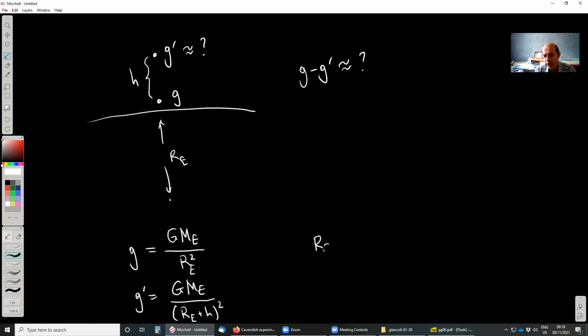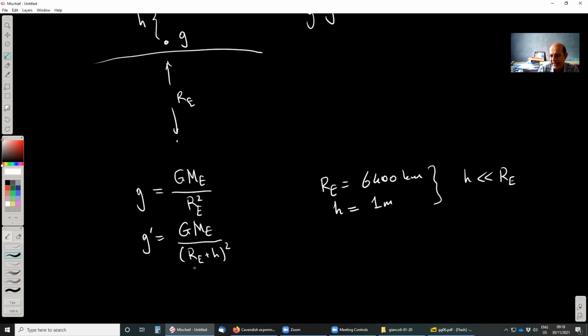So the radius of the Earth is like 6,400 kilometers. And the height that we are thinking about is like 1 meter. So therefore, this height is much smaller than the radius of the Earth, right? So the basic idea here is that this is actually very close to the radius of the Earth. And as a result, this g prime is very close to g, right? So as a result, normally, we wouldn't actually care about that change here. And we would just insert the radius of the Earth in computing this.